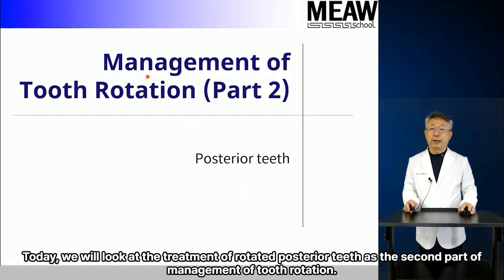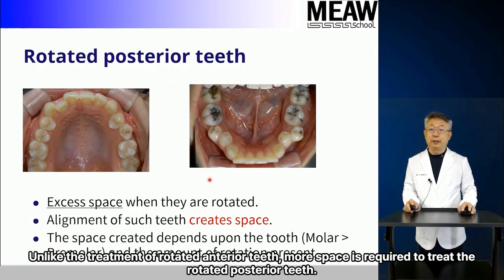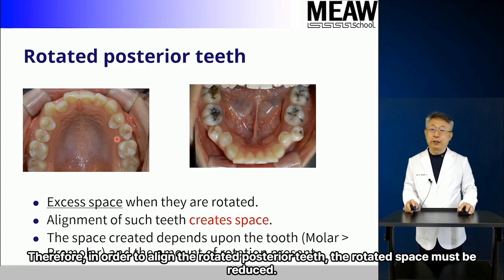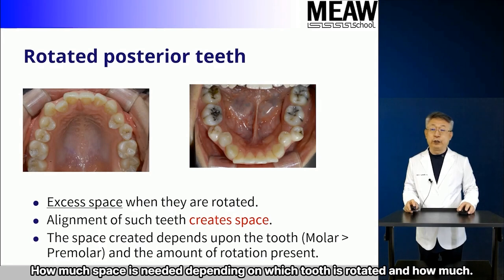Today, we will look at the treatment of rotated posterior teeth as the second part of management of tooth rotation. Unlike the treatment of rotated anterior teeth, more space is required to treat the rotated posterior teeth. Therefore, in order to align the rotated posterior teeth, the rotated space must be reduced. How much space is needed depending on which tooth is rotated and how much?